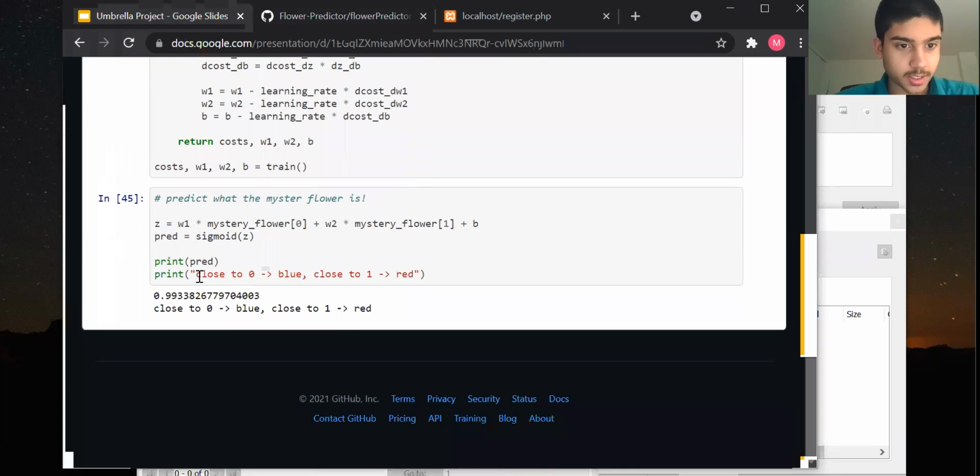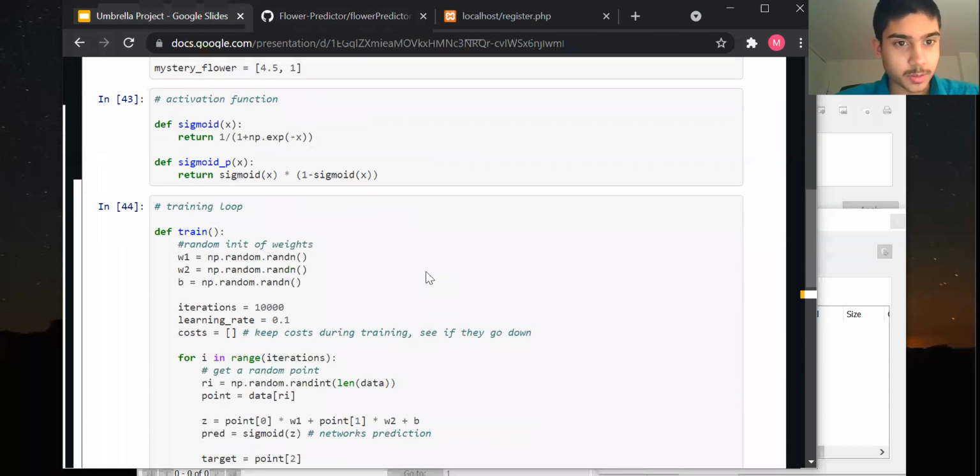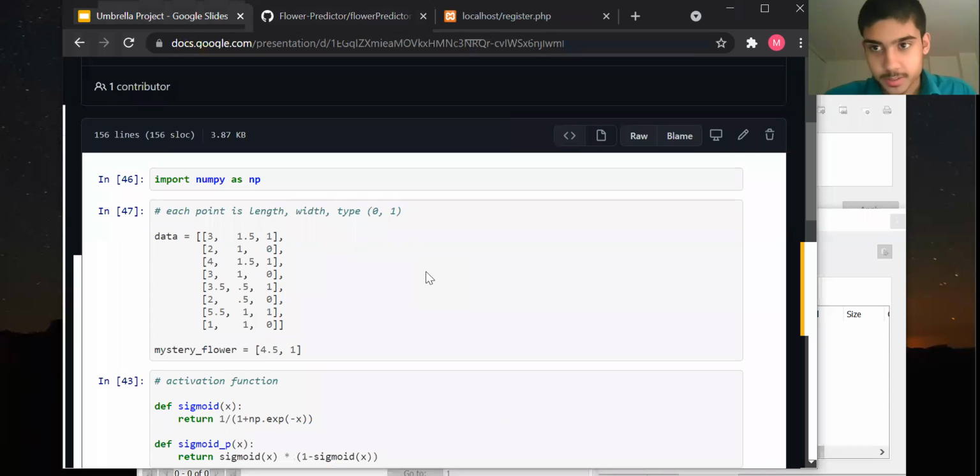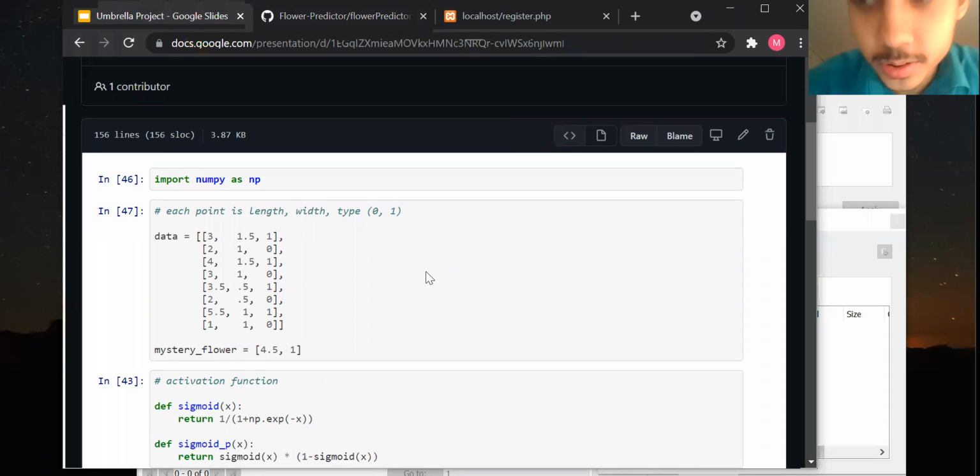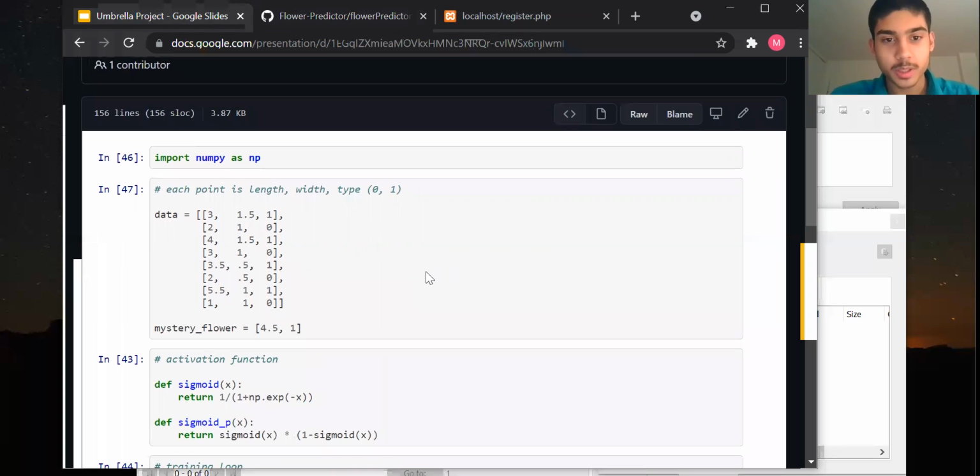If it is close to 0, that means it's a blue flower, and if it's close to 1, that means it's a red flower. And so our machine learning code right here, based on the parameters of the length and the width, this neural network is going to be able to tell us, is it a blue flower or a red flower?